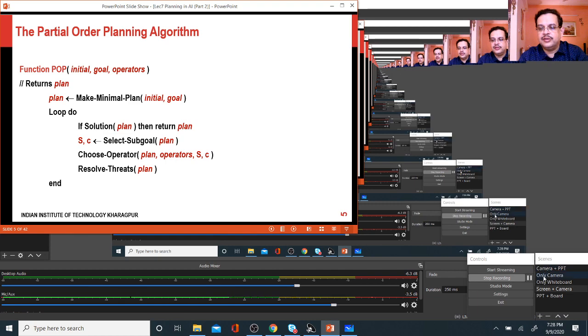So that's the partial order planning algorithm, and we are going to do some exercises on partial order planning shortly. And in the next lecture we are going to look at a completely different type of algorithm, where we will build what is called a planning graph, and we will show how from the planning graph a plan can be extracted automatically. So that's it.